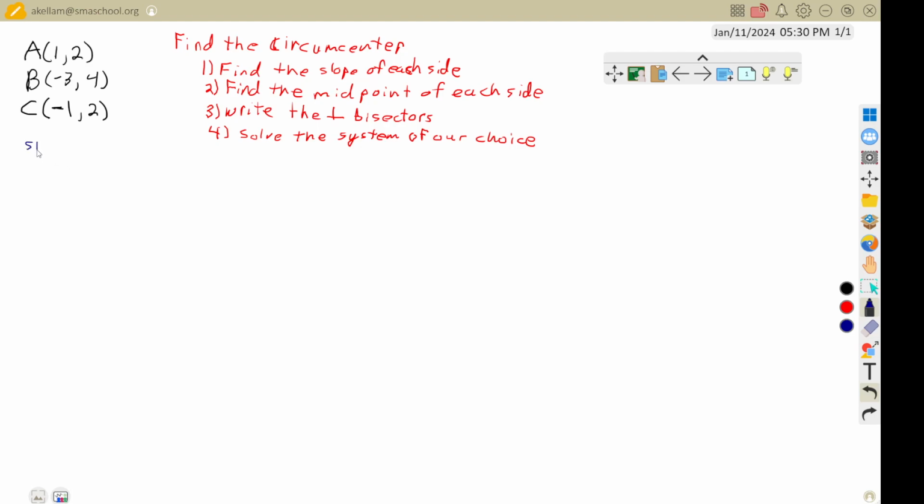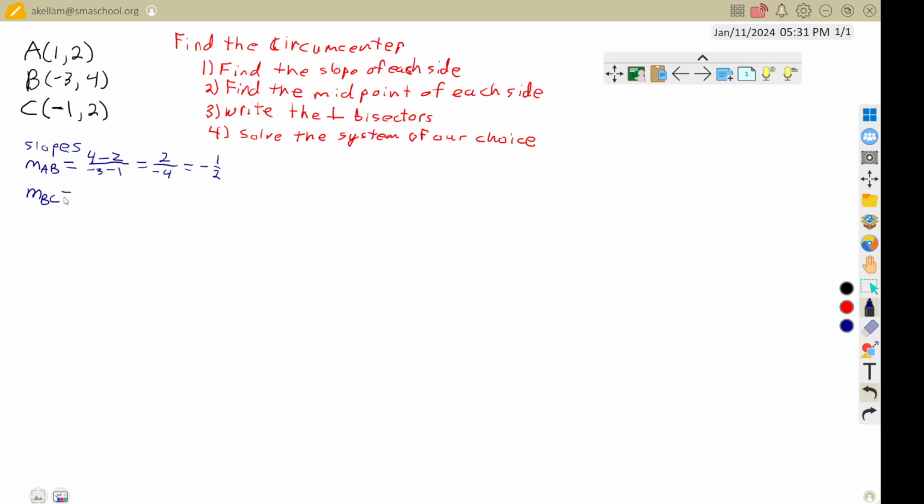We'll start off with our slopes. So the slope of AB is going to be 4 minus 2 divided by -3 minus 1, and that's going to give us positive 2 over -4, which is just -1/2. Okay, let's go ahead and find the slope of BC.